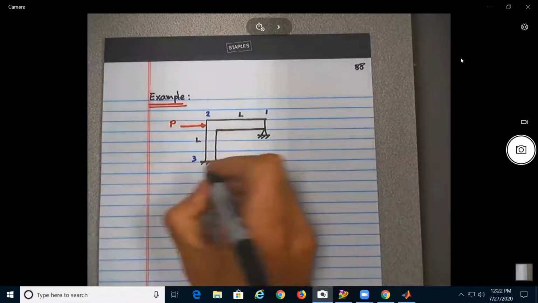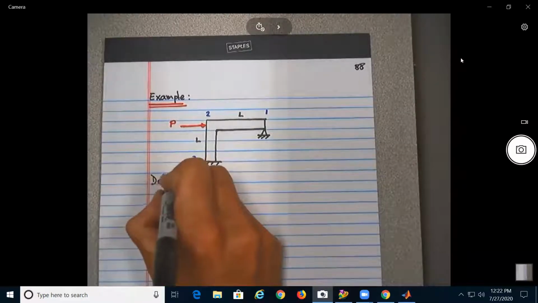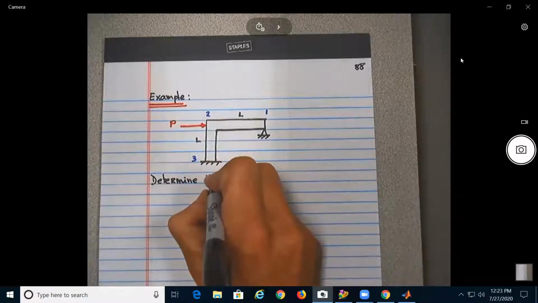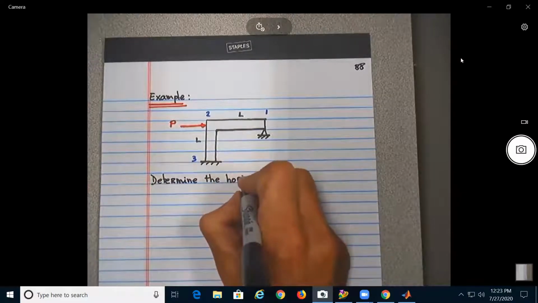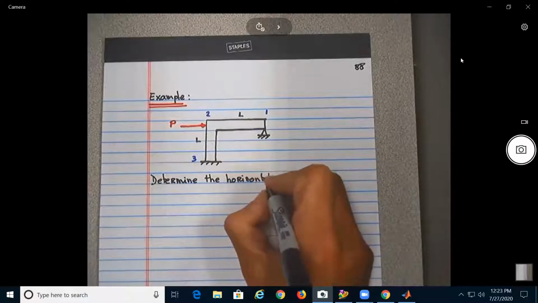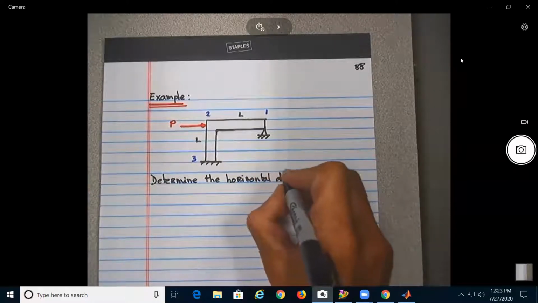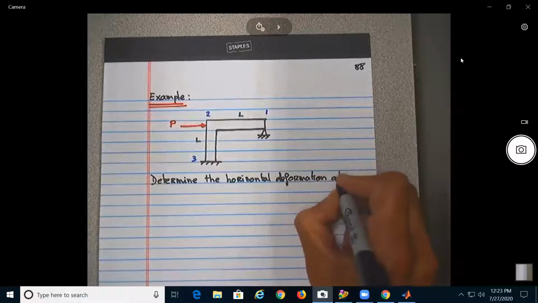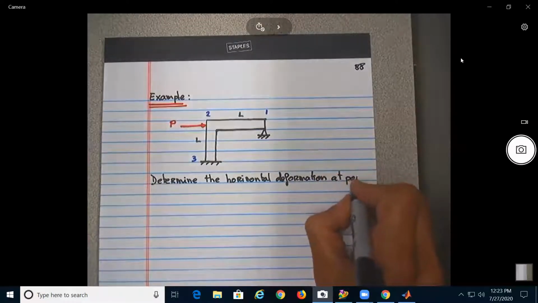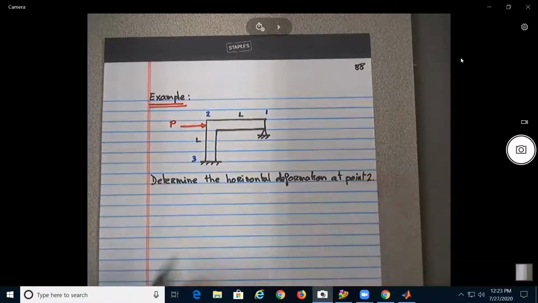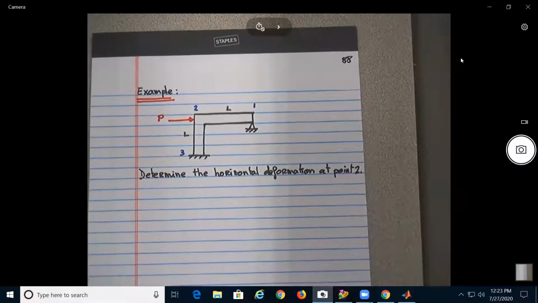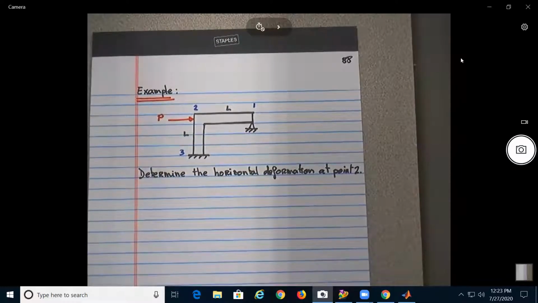Okay, and the question is to determine the horizontal deformation at point 2. Okay, so first thing, like always, to do some type of figure or free body diagram.